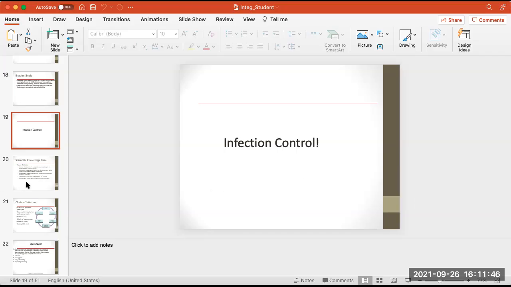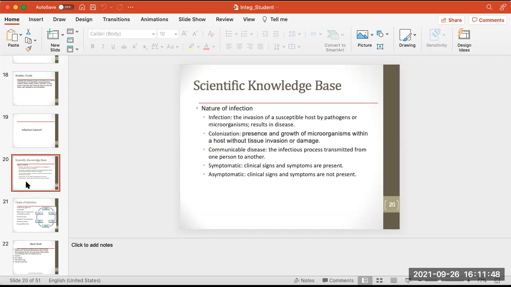Okay, so to have a little scientific knowledge base is important in terms of what is infection, what is colonization, what is communicable disease. What do we mean when we say a patient or a person is symptomatic or asymptomatic? Can someone be infectious when they are asymptomatic, meaning they're not showing any clinical signs and symptoms of the disease? But yes, you have seen that.